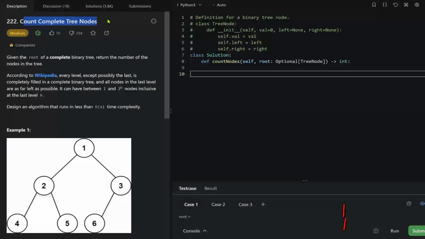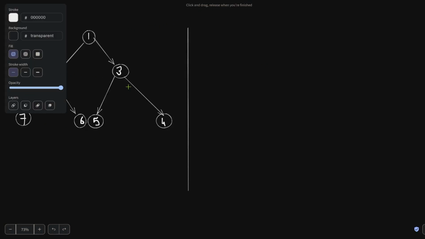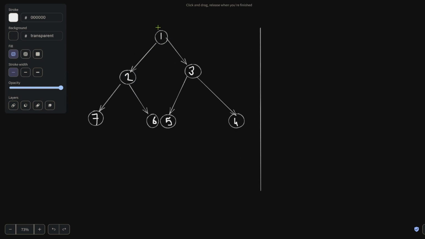In this problem we have to count complete tree nodes. So in this diagram, as you can see, 1 2 3 4 5 6 7, total 7 nodes are present. So we just have to count how many nodes are in a given tree basically. So let's see how we can solve this problem.